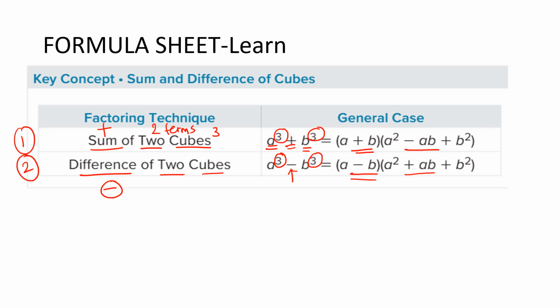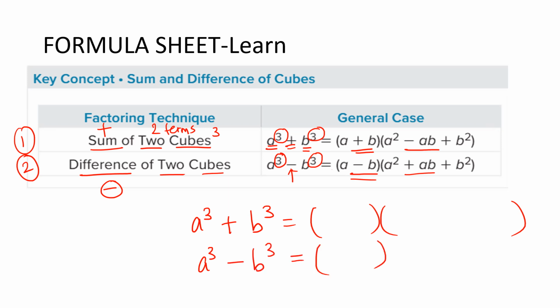Okay, so I will write the shortcut now. Sum means addition, of two means two terms, cubes means power 3. So put two brackets, one small, one big. Then difference of two cubes means subtraction, negative sign, again put two brackets. Now the easy way: the first term is a, the second term is b. For sum, it will be a plus sign. For difference, it will be a minus sign. That's how you do it.